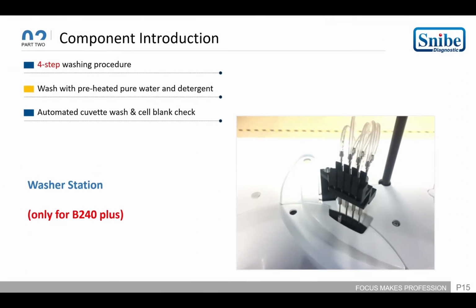The next one is about the washer. The washer station is only for process 213 plus. As you can see, they have 4 needles, so they have a 4-step washing procedure. And it also needs to wash with the preheating pure water and the detergents. And it can do automatic cuvette wash and cell blank check.